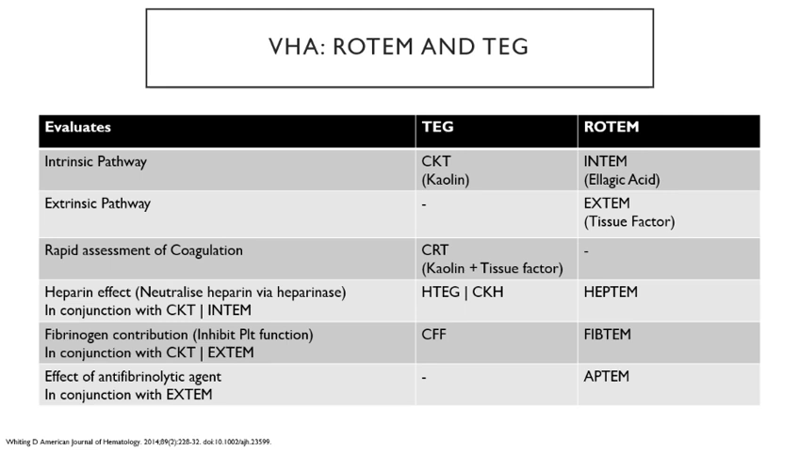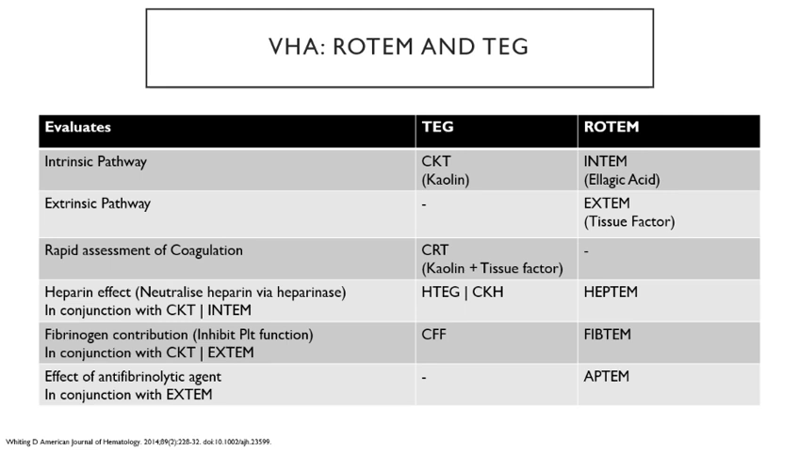FIBTEM is a fibrin-based test. This assay specifically evaluates the fibrinogen component of clot formation by inhibiting platelet function. It is particularly useful for detecting hypofibrinogenemia and assessing fibrin polymerization. APTEM, or aprotinin-controlled TEM, includes aprotinin to inhibit fibrinolysis, allowing for the assessment of hyperfibrinolysis. It helps in identifying excessive fibrinolytic activity, which can contribute to bleeding disorders.